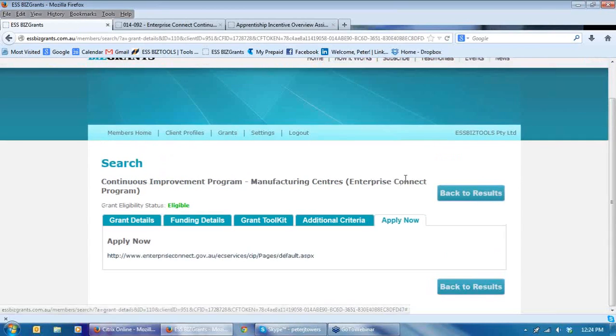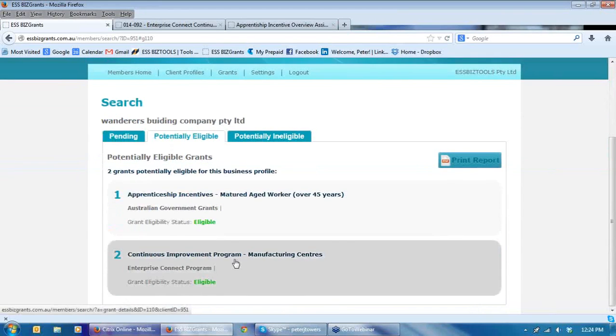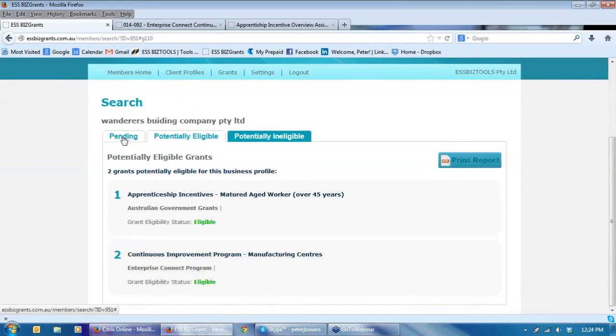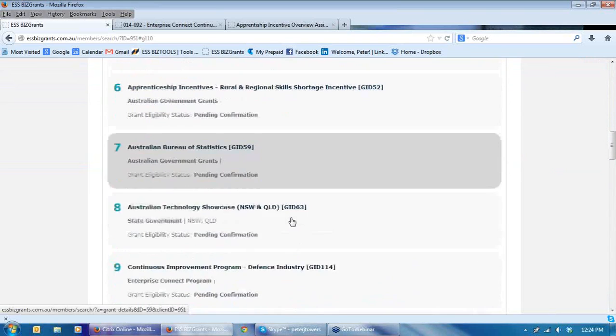We could apply now. If we hit apply there now, that's going to take us to the Enterprise Connect website. And if we want to go back to results and look at potentially eligible, we've now got 2 grants in there. We go back to pending, and let's find another interesting one.